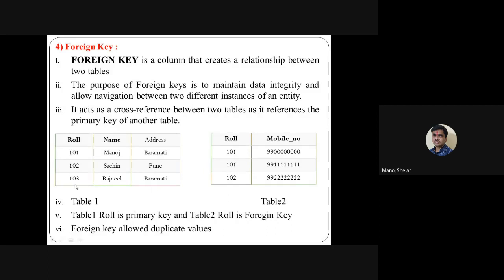But 104 is not available in the primary key, and if we insert 104, we get an error message because the parent key is not found. So here 101 in the primary table is the parent key, and 101 in the second table is the child key. Duplicate values are allowed in the foreign key, and there is a reason for that.